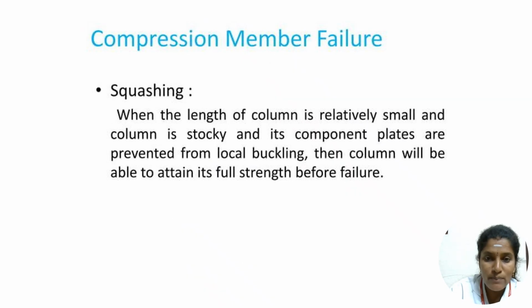Next one is that some compression members fail by squeezing. If there is prevention of local buckling, then the column will be able to attain its full strength before failure, like our ultimate yield strength, right? When the length of the column is relatively small, and its component plates are prevented from local buckling, then the column will be able to attain the full strength before it fails. So that is called squeezing.